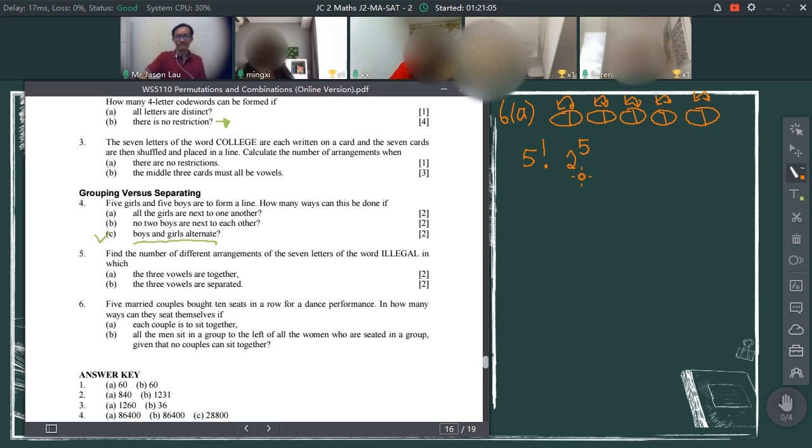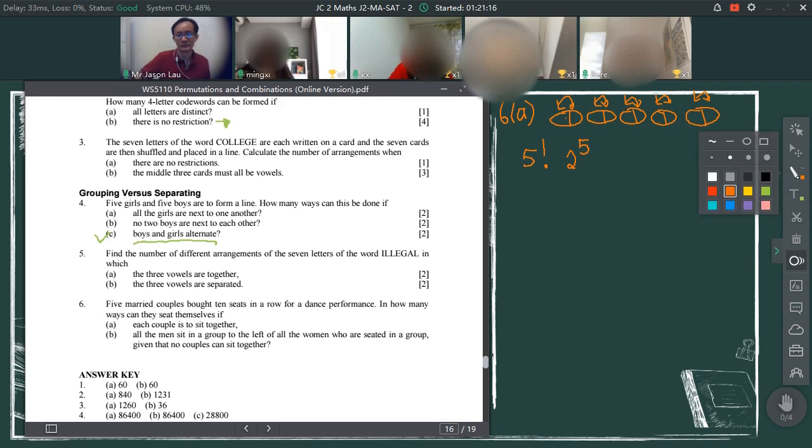Because I thought it's 5 factorial times 2 only. Oh, because each of them can independently switch. So there are so many ways. So the 2 to the power of 5 is for the 5 couples, within themselves. Yeah, internal switch, correct.